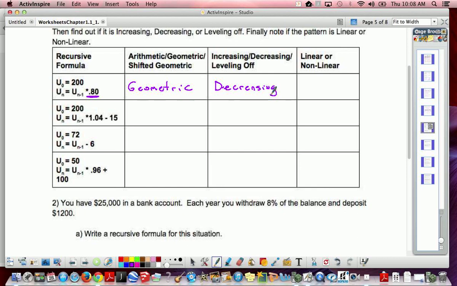Last but certainly not least, is it linear or nonlinear? Geometric and nonlinear go together. It'll give you a curve pattern. So this one is nonlinear. All right, let's take a look at number 2. Notice how we have multiplication, but we also have some subtraction going on. Anytime you have both pieces happening, that's the shifted geometric.